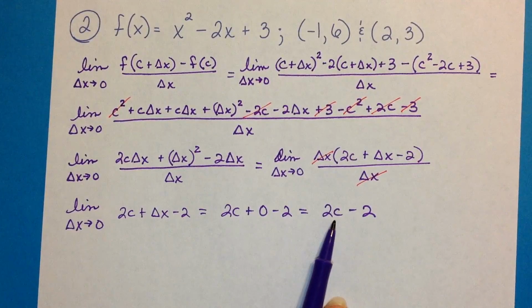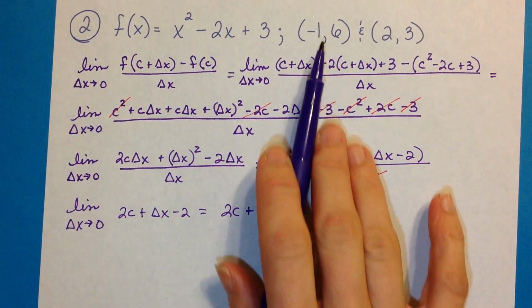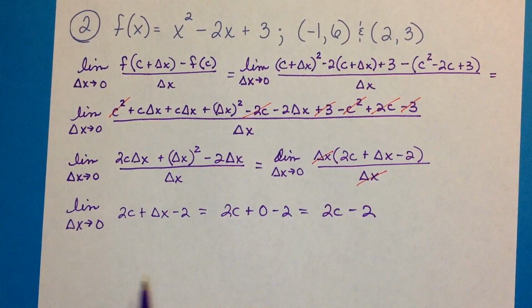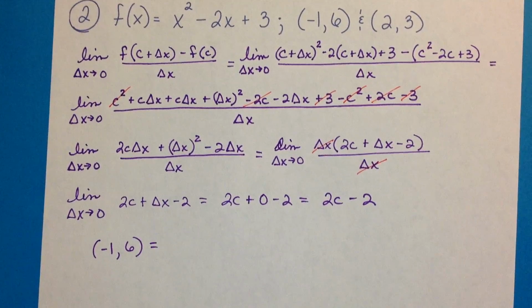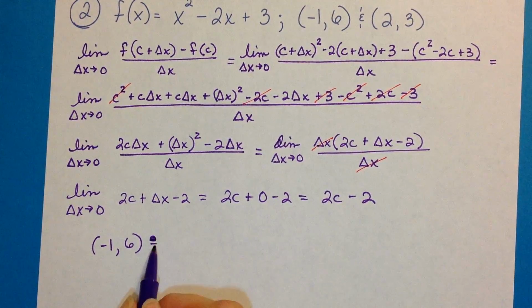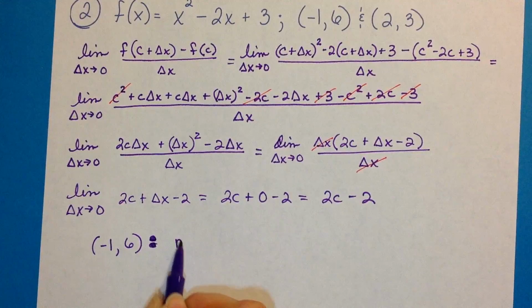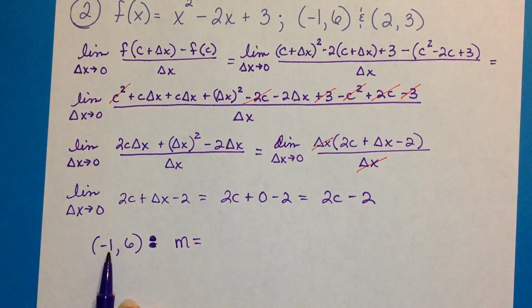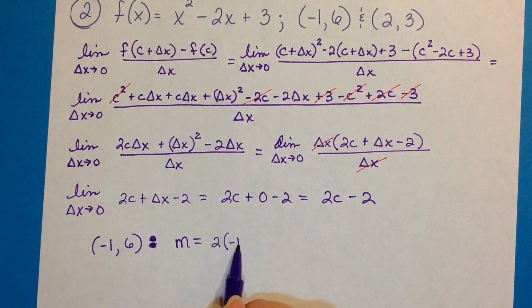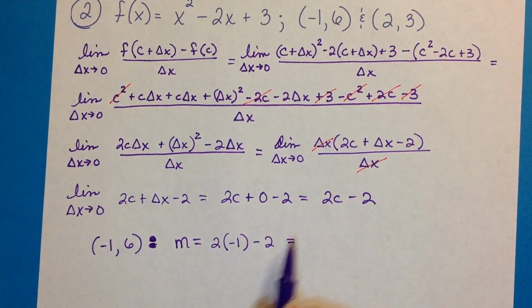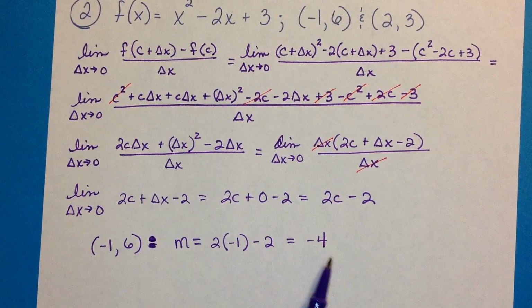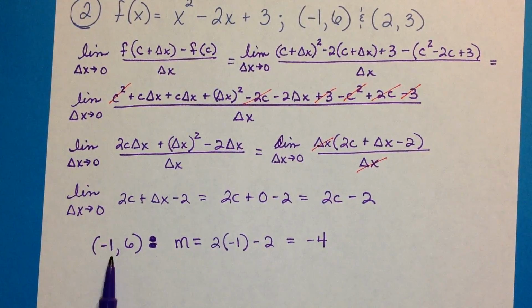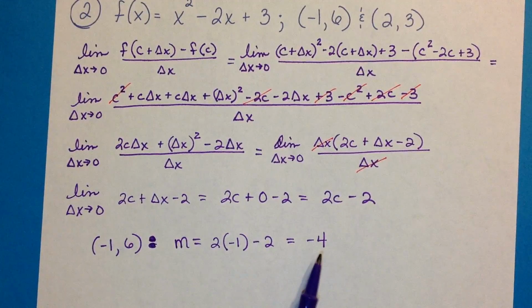Alright, so now you're going to take the 2c minus 2 and evaluate it for this point and for this point. So, starting out we got the negative 1, 6. So we're finding slope, so I'll just say m equals, since we're talking about slope. So I need to replace the c with the negative 1 first. So that's going to be 2 times negative 1 minus 2. Of course, negative 2 minus 2 will give me negative 4. So the slope of your tangent line at this point is a slope of negative 4.